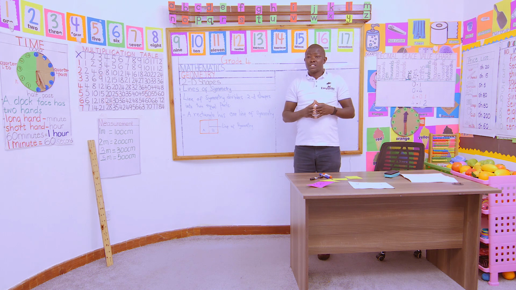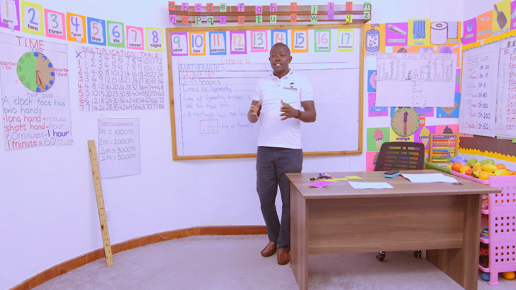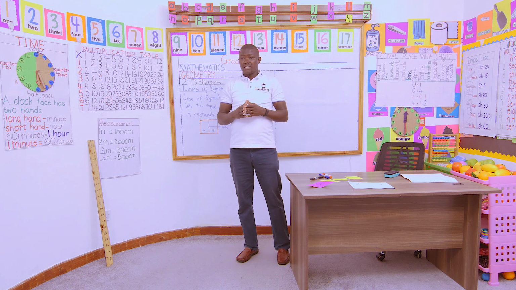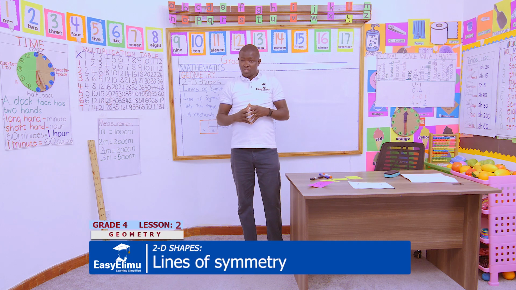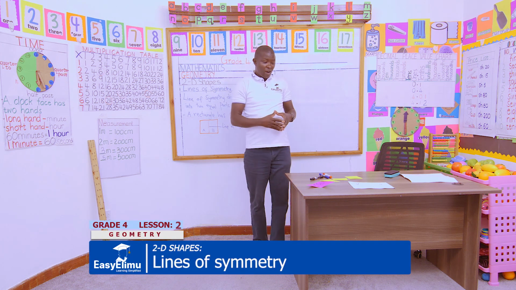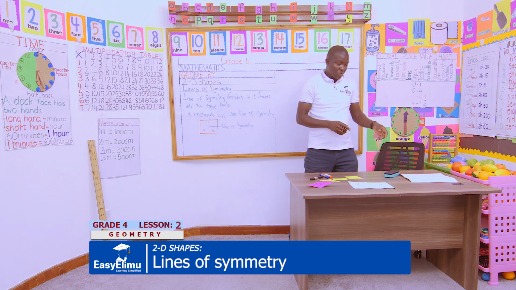Some triangles have more than one line of symmetry, while others do not have lines of symmetry, whereas others have only one line of symmetry. So it will depend on the type of triangle that you have. But that we'll learn in our coming lesson. But before we go to that, can we go back to our square?